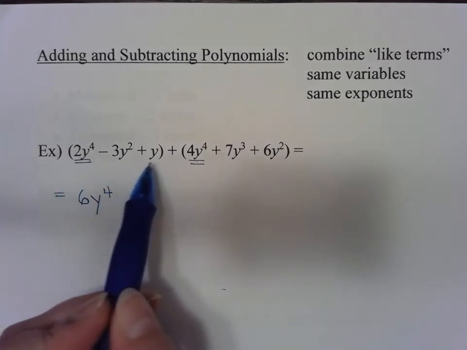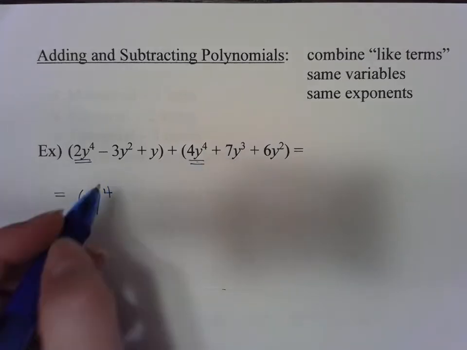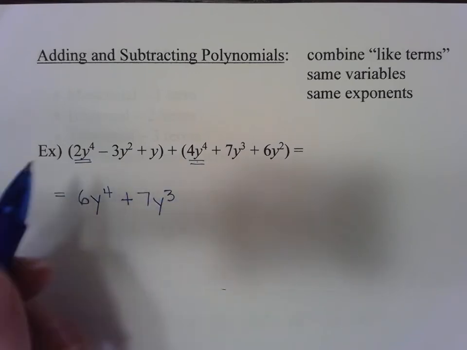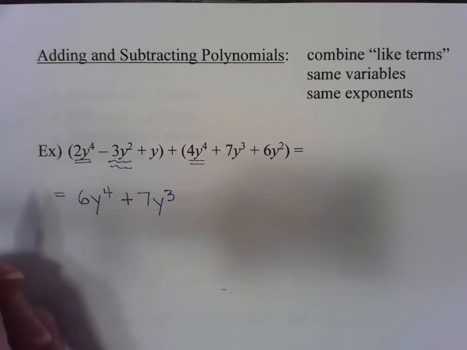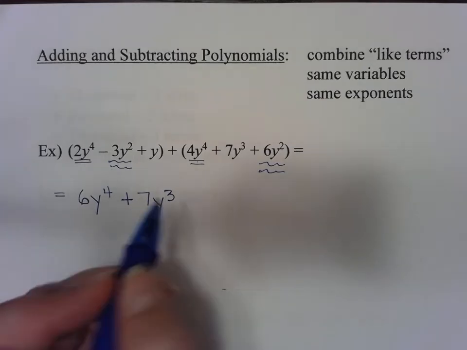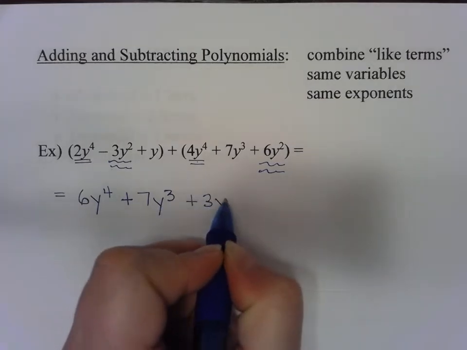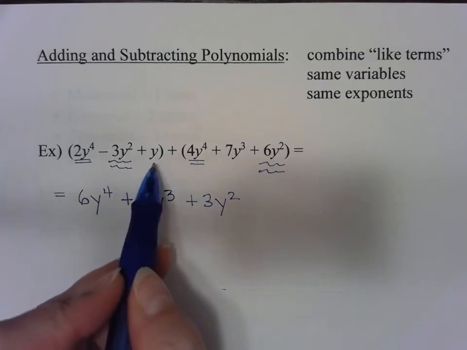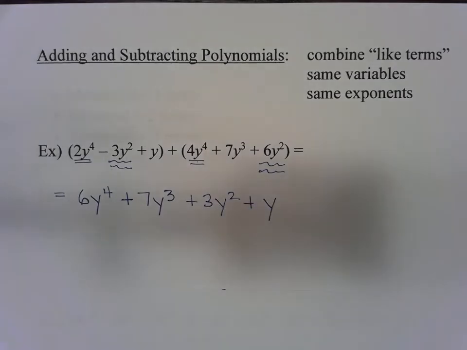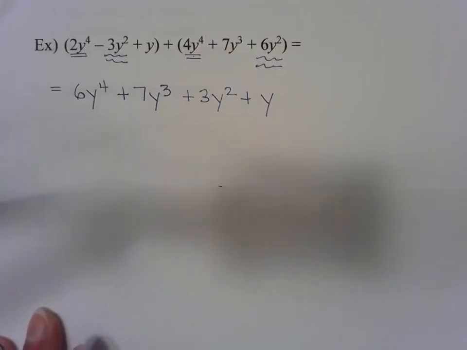For y cubed, I just have the one, 7y cubed. For y squared, I've got negative 3y squared and positive 6y squared. So I want to add those up to make a positive 3y squared. And then the exponent of 1 would be the y to the 1st. That's the only thing left. Okay, so this is how we can add polynomials together. Let's do one more example, that's subtraction.